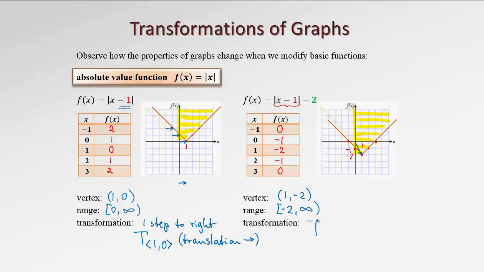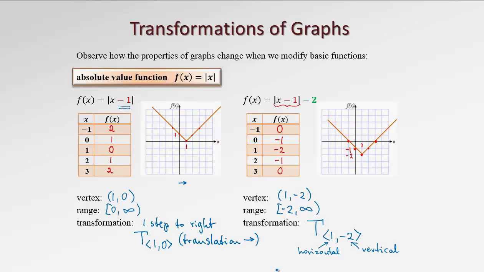So we can record big T for translation and the coordinates of the vector. So 1 to the right, 2 steps down. So again, the first coordinate tells us the horizontal translation, and the second coordinate tells us the vertical translation.